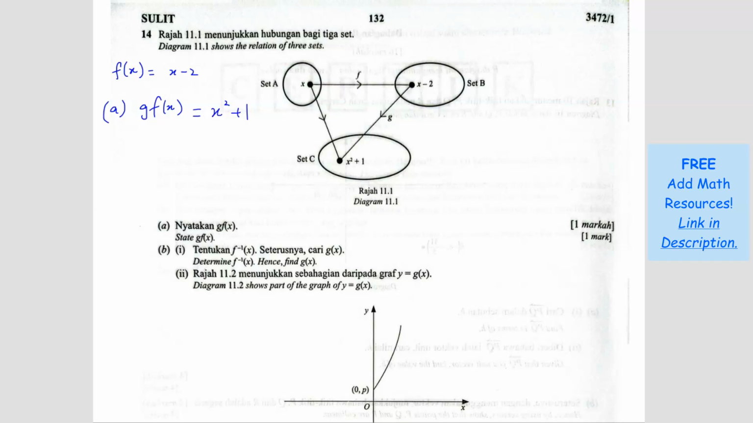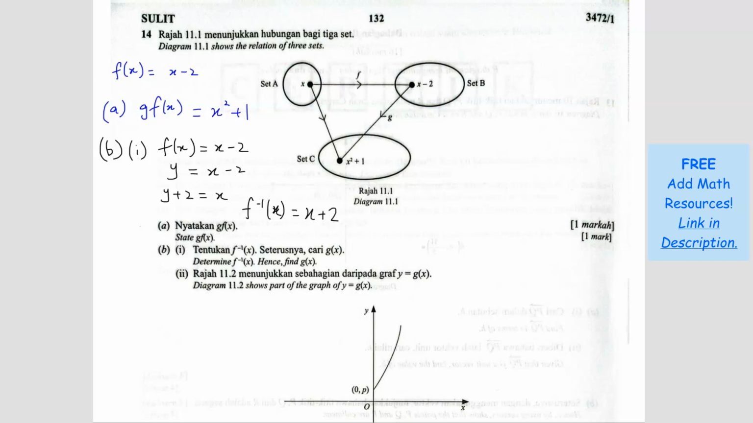Determine f inverse and find gx. Alright, let us do question B1. So we find f inverse first. We already know fx is x minus 2. So let fx become y so that we can rearrange. Now we make x the subject. So we bring the negative 2 to the other side, and we get y plus 2 equals x. Now this x here will represent the f inverse. So now f inverse x equals y plus 2, which now becomes x plus 2.